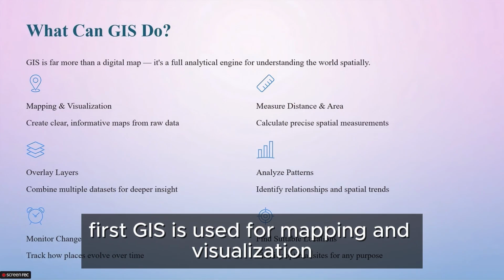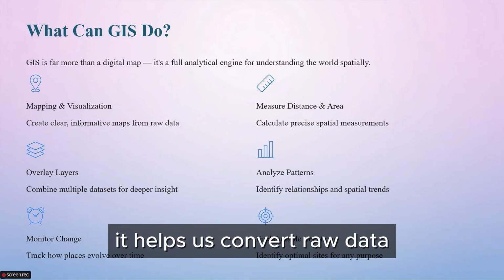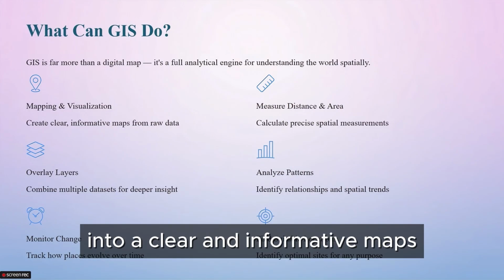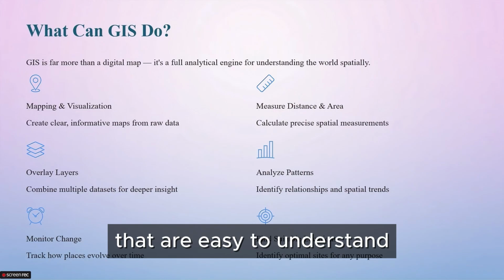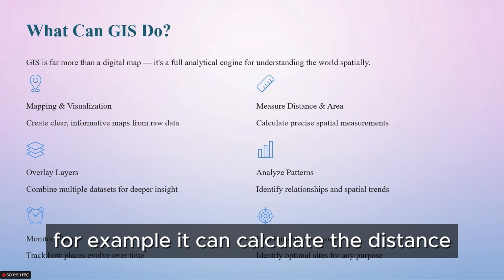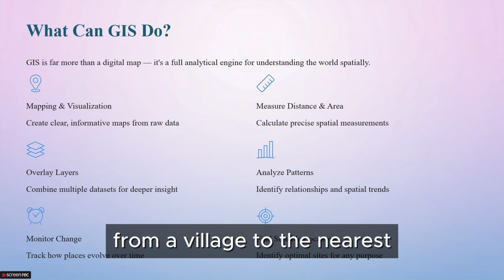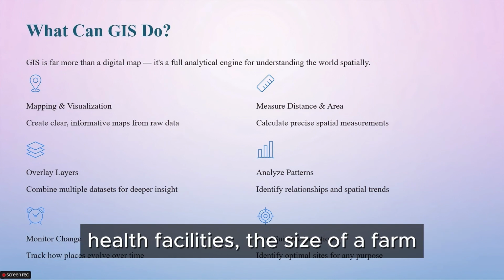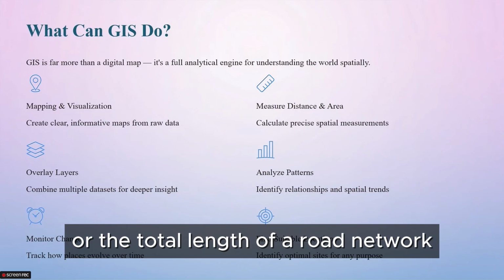First, GIS is used for mapping and visualization. It helps us convert raw data into clear and informative maps that are easy to understand. Second, GIS can measure distance and area. For example, it can calculate the distance from a village to the nearest health facility, the size of a farm, or the total length of a road network.